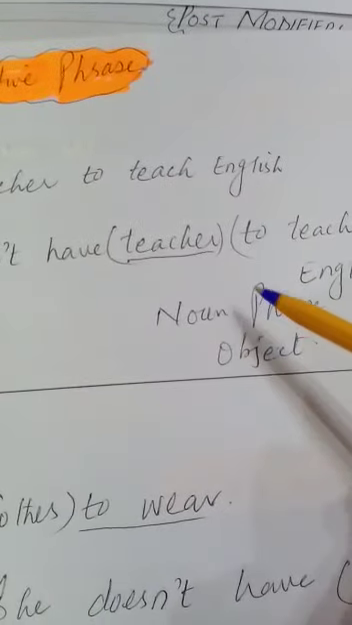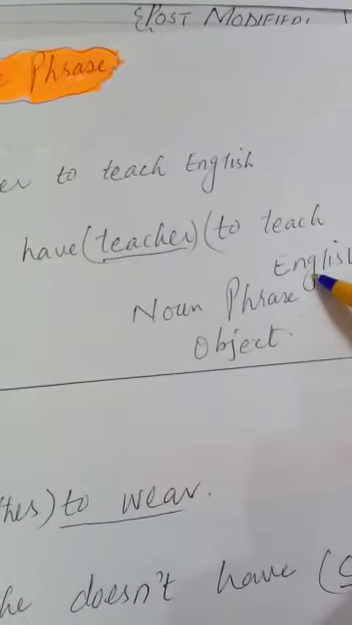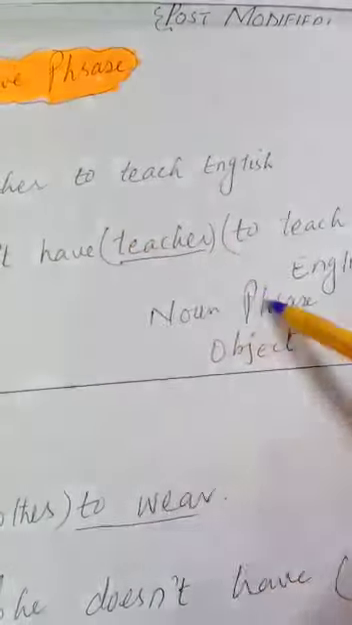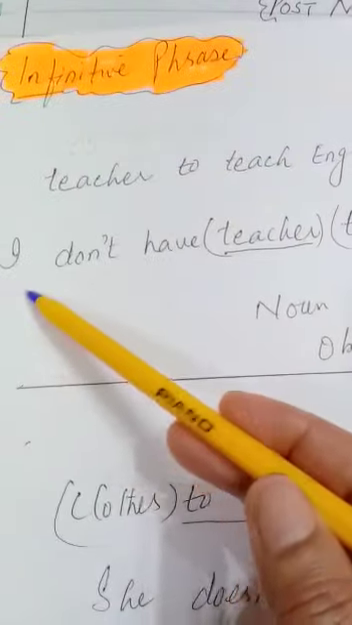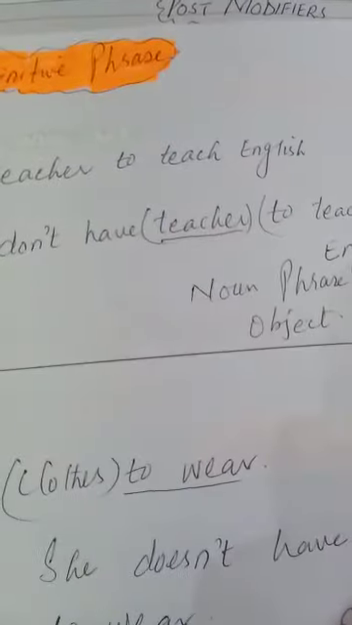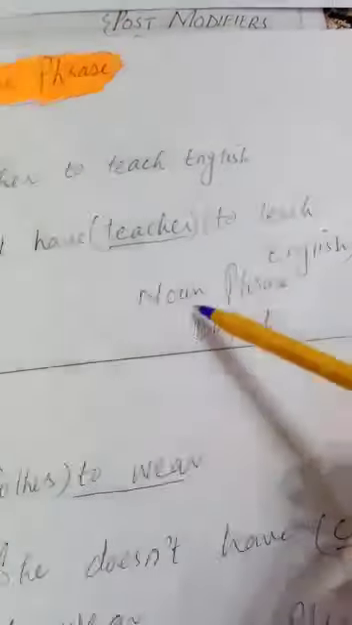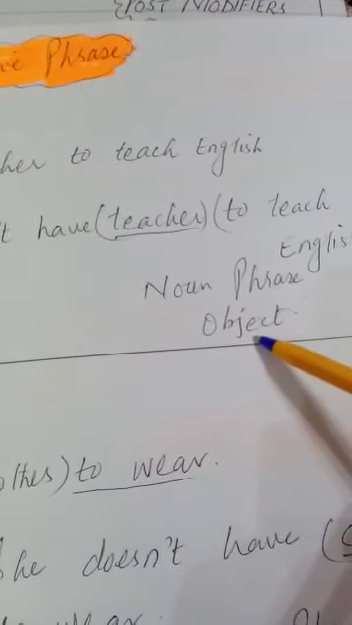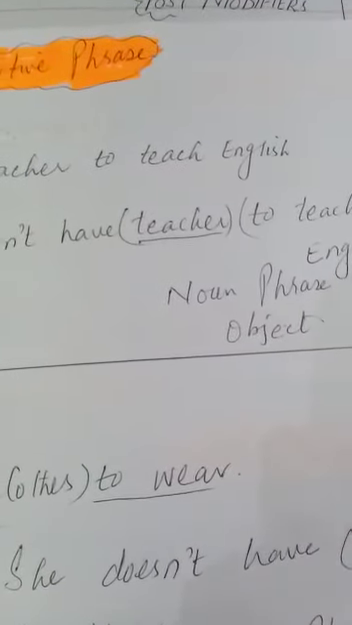Okay, one more thing. Teacher to teach English, this noun phrase is coming in this whole sentence after the subject and after the verb. So teacher to teach English is a noun phrase and functioning as object. See your next example.